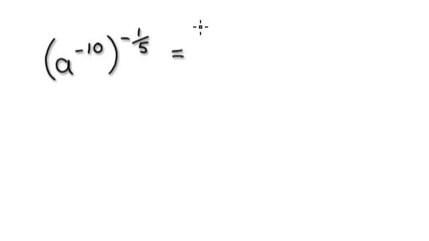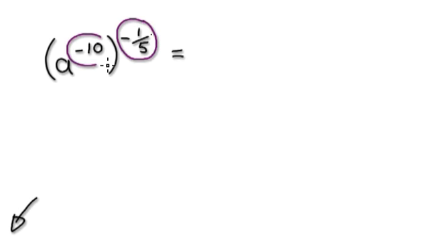Okay, next one here. So given this here, simplify this. Press pause and have a go. Okay, so here you've got to get this times this. So it's just a matter of, well, multiplying the two. So it would be minus 10 times 1 over 5. So well, it's going to be positive. A minus times a minus, so it's going to be a positive.